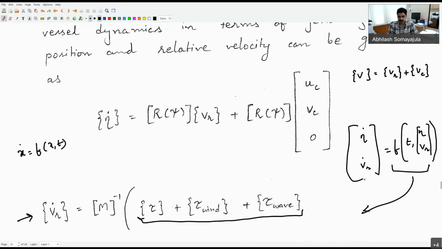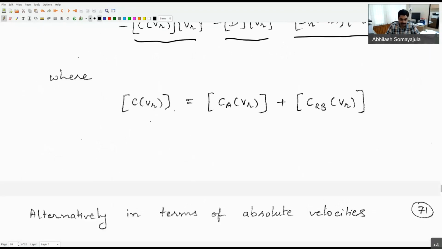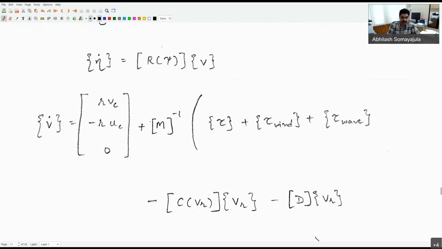Alternatively, so here I wrote it in terms of eta and Vr. I can also write it equivalently in terms of eta and absolute velocity V. If I do that, it will be only slightly different. Eta dot will be R times V. So there will be no current coming into the picture here. We are really looking at the absolute velocities. But in the second equation, now that current thing will come into the picture.